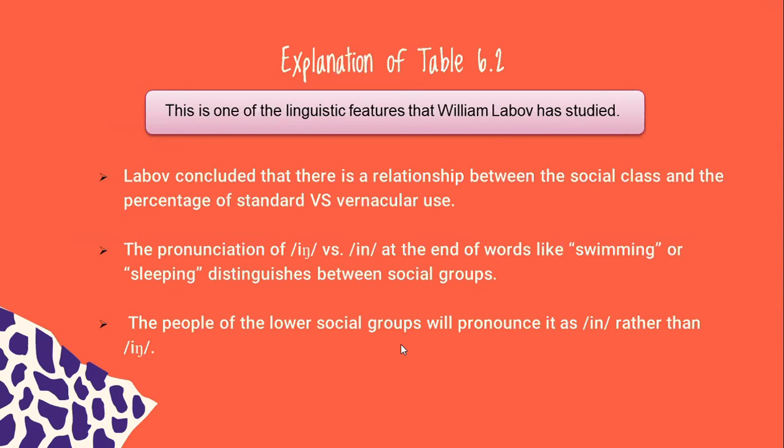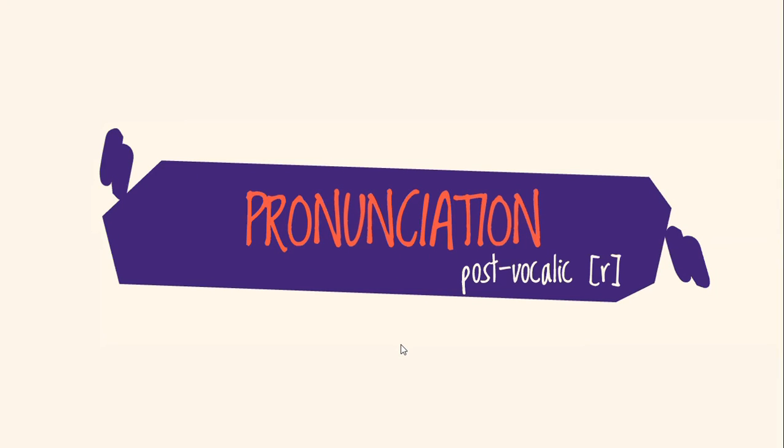Okay, Labov concluded that there is a relationship between social class and the percentage of standard versus vernacular use. So the pronunciation of -ing versus -in at the end of words like swimming or sleeping distinguishes between social groups. The people of the lower social group will pronounce -in instead of -ing. Okay, they will say swimmin', sleepin', not sleeping or swimming. Okay, now we move on to pronunciation.